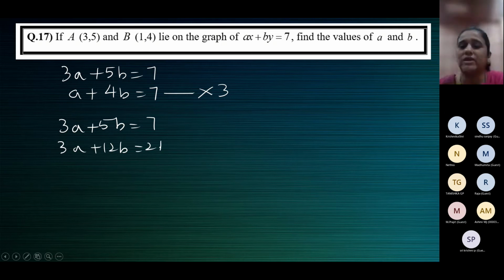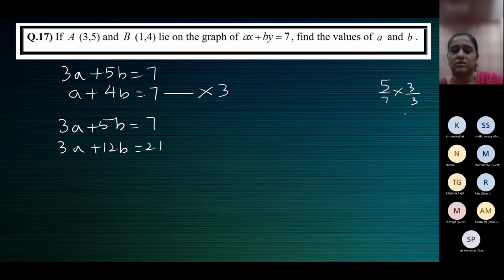Like, when you have a fraction like 5/7, you can multiply the numerator and denominator by 3, and it becomes 15/21. And we call them equivalent fractions. So here also, when you multiply an equation by 3, you're writing its equivalent equation. You're not changing its value. You're only writing an equivalent equation. So to the second equation, you multiply by 3. That gives you 3a plus 12b is equal to 21.